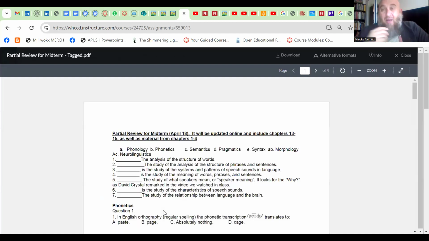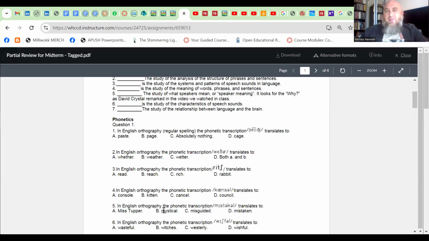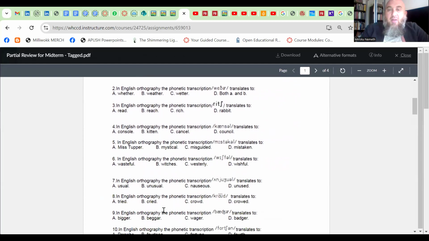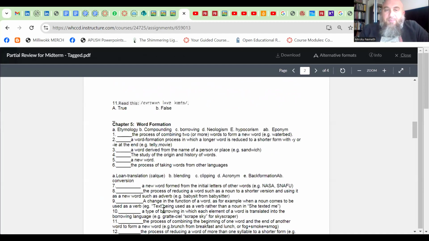That's the other part for credit. That's 33 points, three each. I'll try to check them to make sure they're correct, because I want you to get them correct since it's on the midterm and the final. And these are some other questions, right? What is phonetics? What is phonology? What is semantics? What is pragmatics? What is syntax? What is morphology? What is neurolinguistics? These are all things that will be on the midterm.